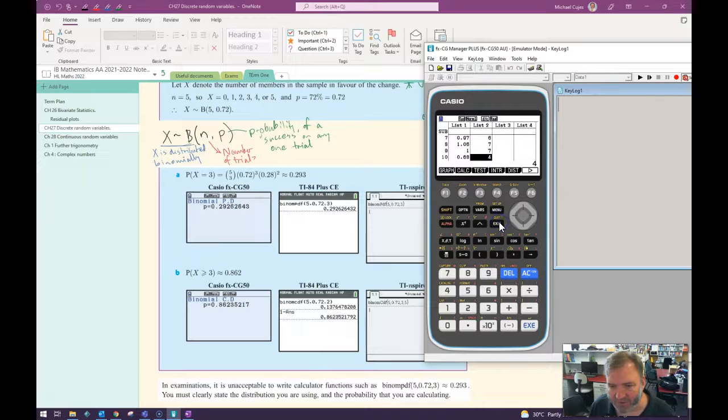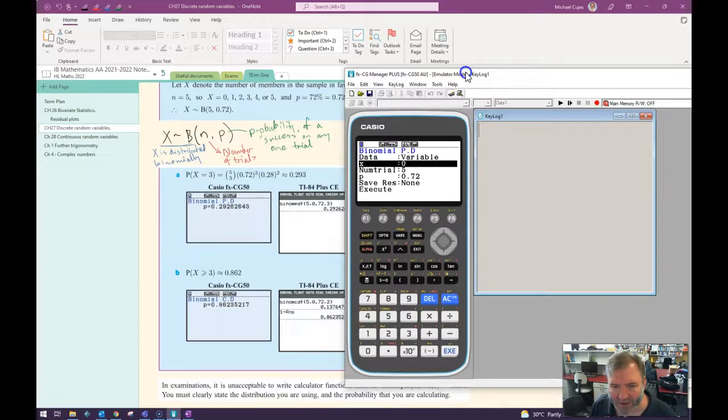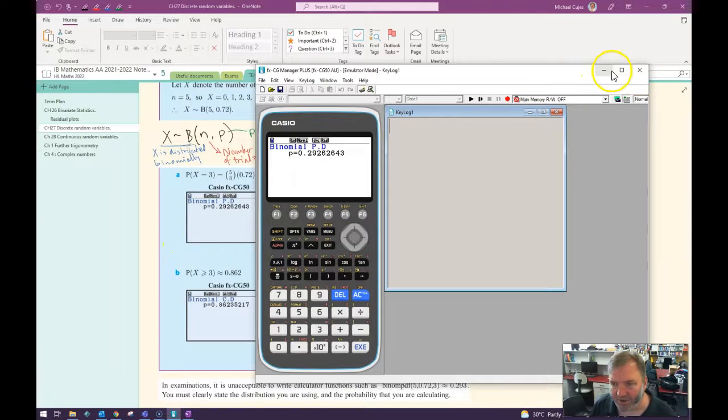I might as well step through the distribution. Binomial PD for one, remember, specific value. Hard to forget that now, isn't it? X, we want to know, in this case, we wanted to know 2 successes. Was it, or 3? It's gone out of my head now. I think it was 3. Yeah, 3 successes, 5 trials, probability of 0.72, and we get the correct answer there. So using your calculator, pretty straightforward.